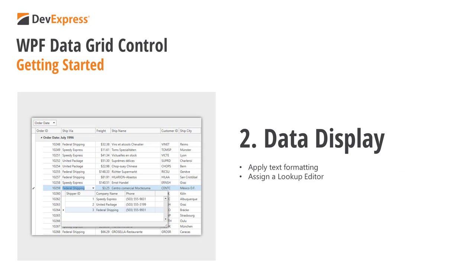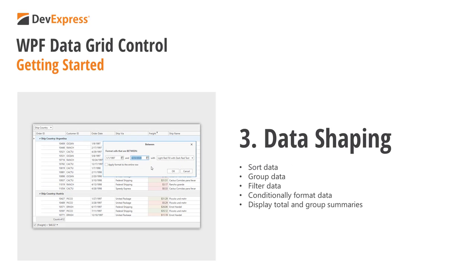In the second part, we'll make sure that all data has proper text formatting or lookup editors where needed. Once data display is all set, we'll provide a more in-depth review of data shaping and manipulation capabilities. You'll learn how to sort, group, filter, conditionally format data, and how to enable total and group summaries.